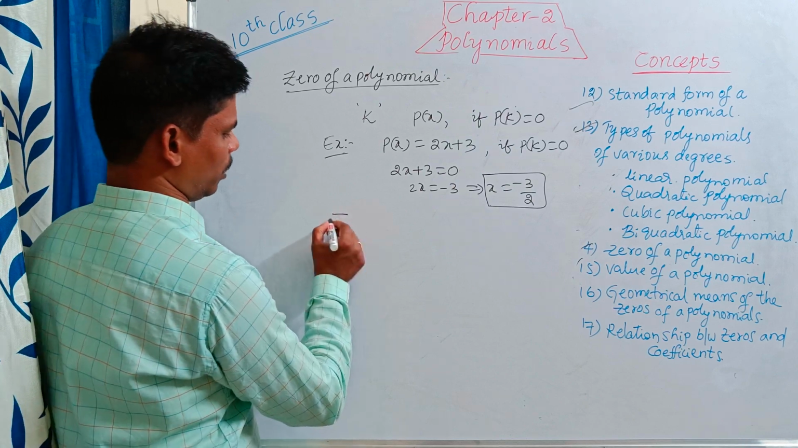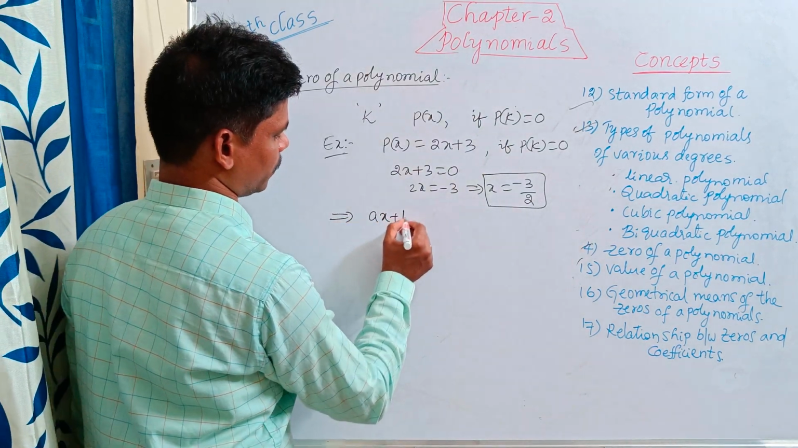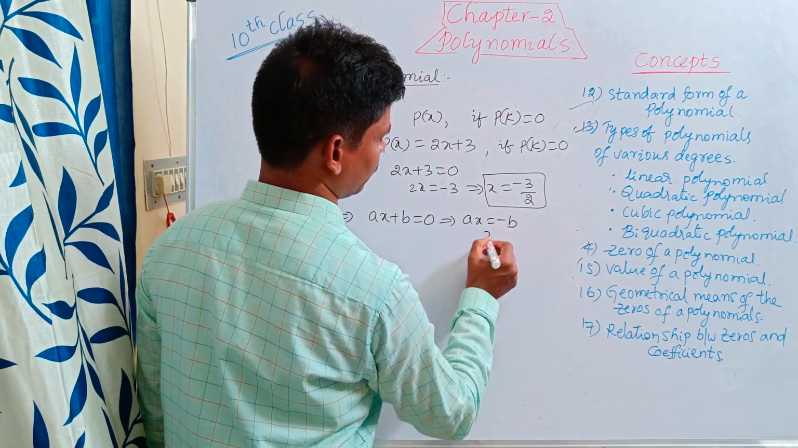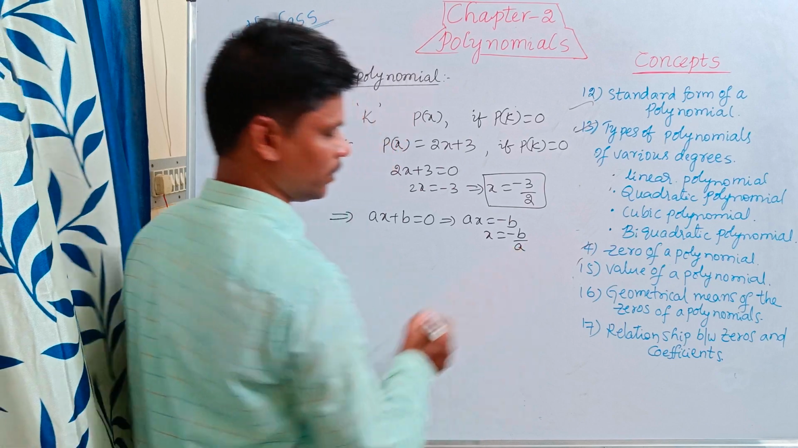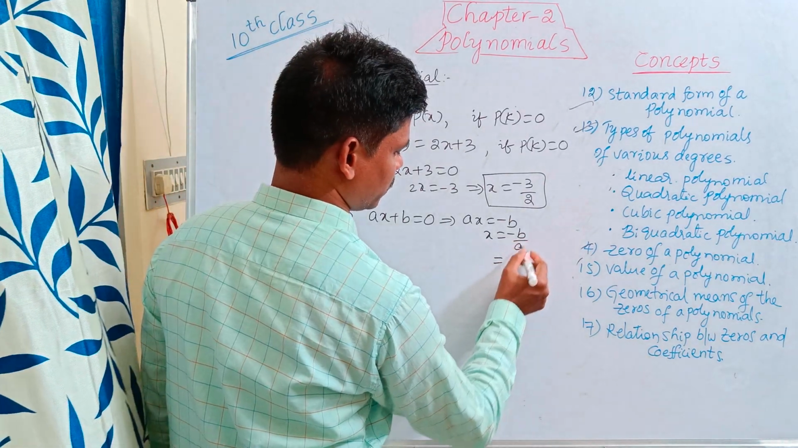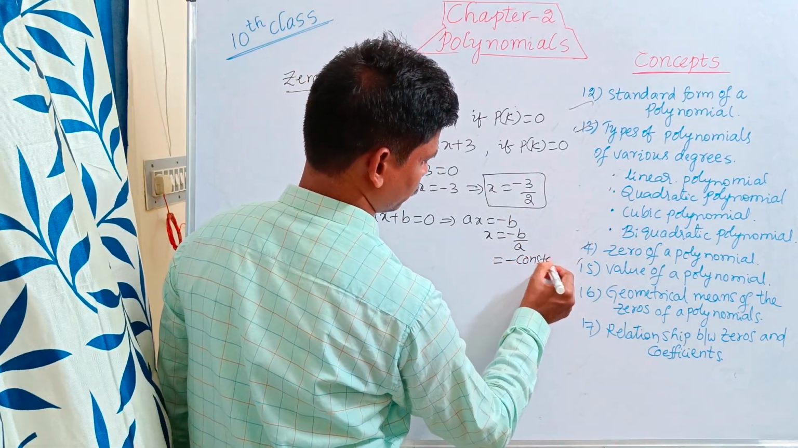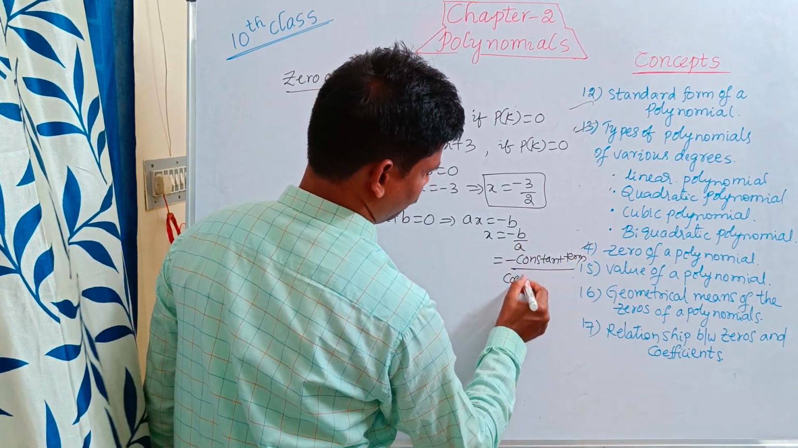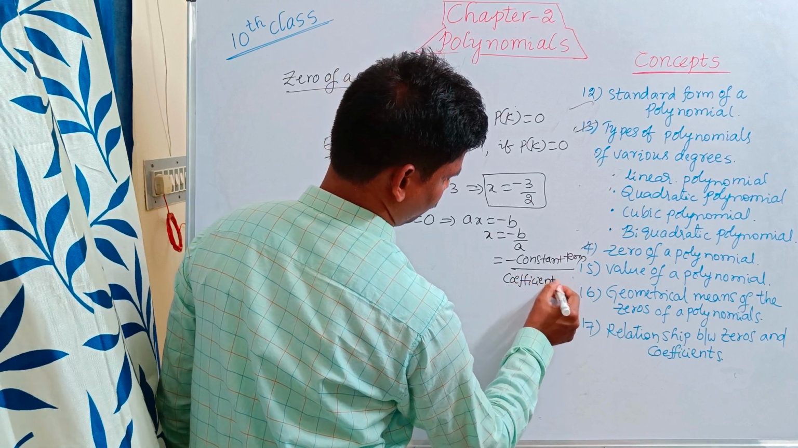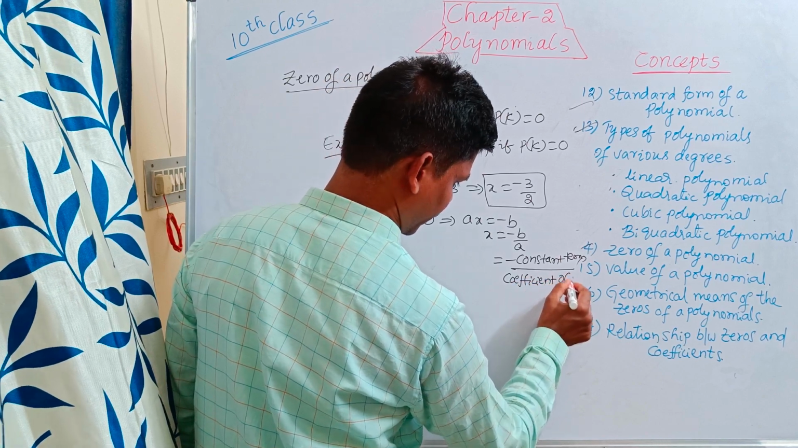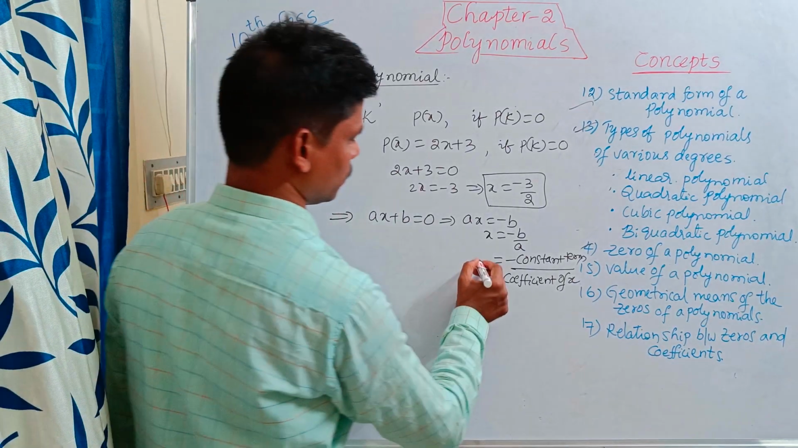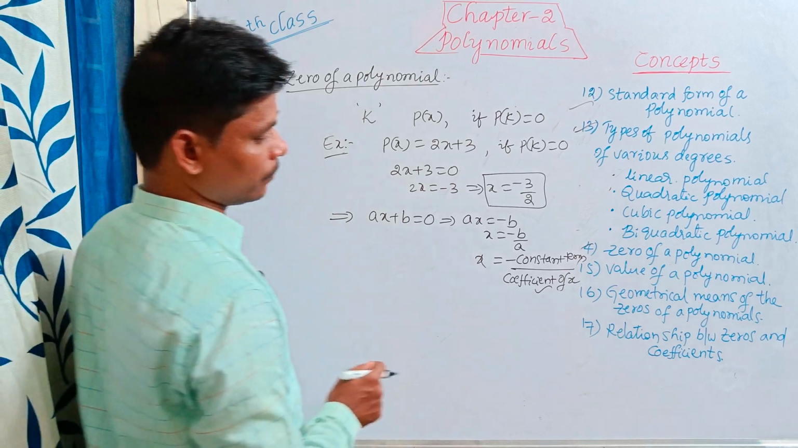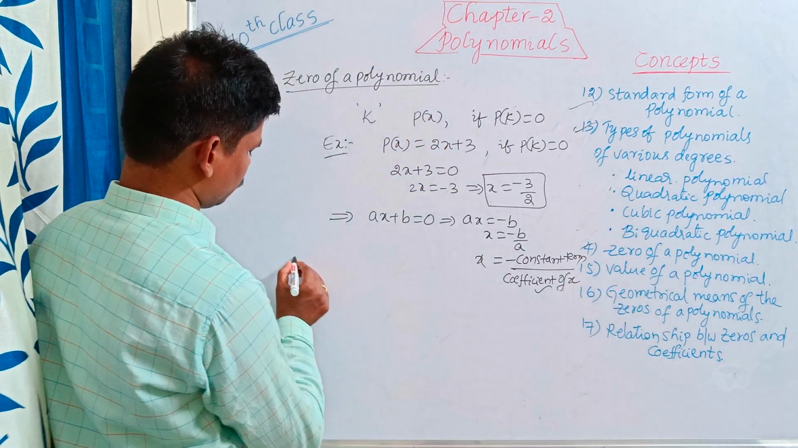So the zero of the polynomial, for suppose ax plus b is equal to 0, that is ax is equal to minus b, x is equal to minus b by a. So here minus b is the constant term, constant term by a, where a is the coefficient of x. So this is the zero of the polynomial. Okay. Next, value of a polynomial.